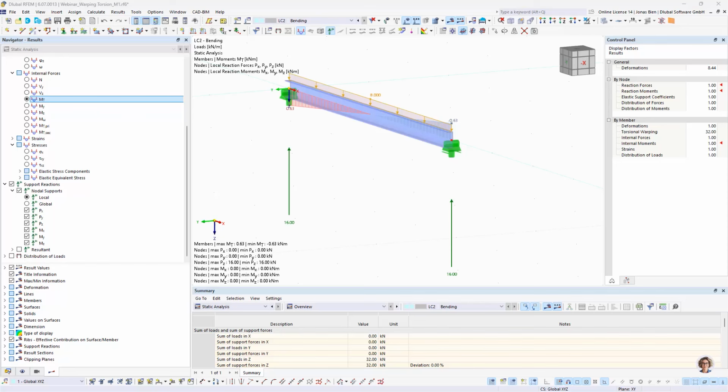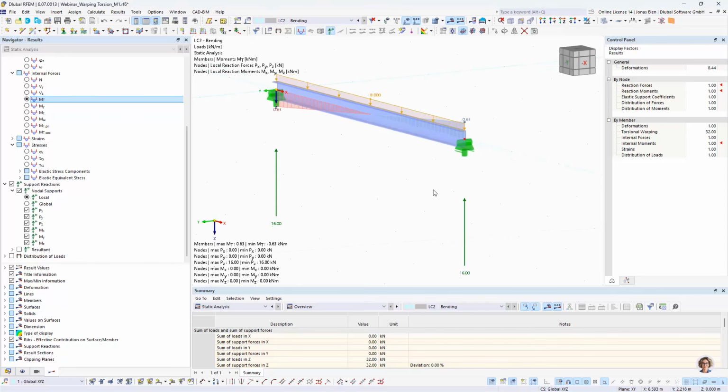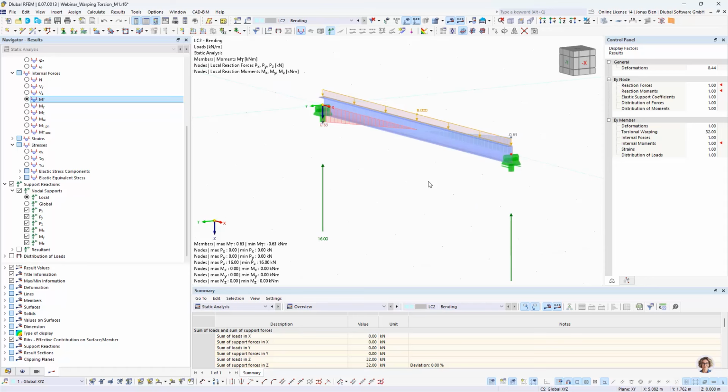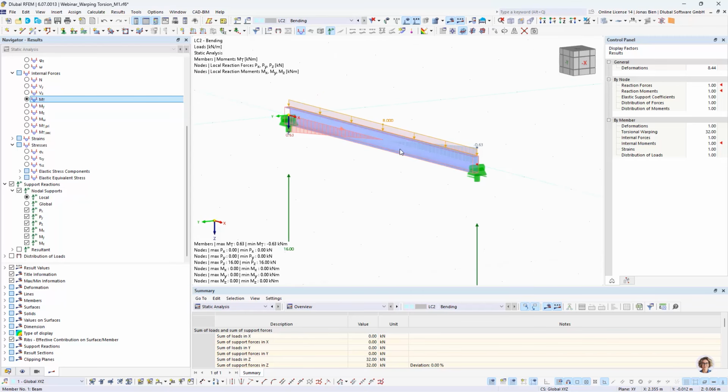All right, so with this being said, let's move on to the last topic, because what we have now also not considered until now is how are multiple beams or members coupled to each other. How is the warping degree of freedom transferred from one member to the other, and how can I influence the default behavior? So let's dive into this.